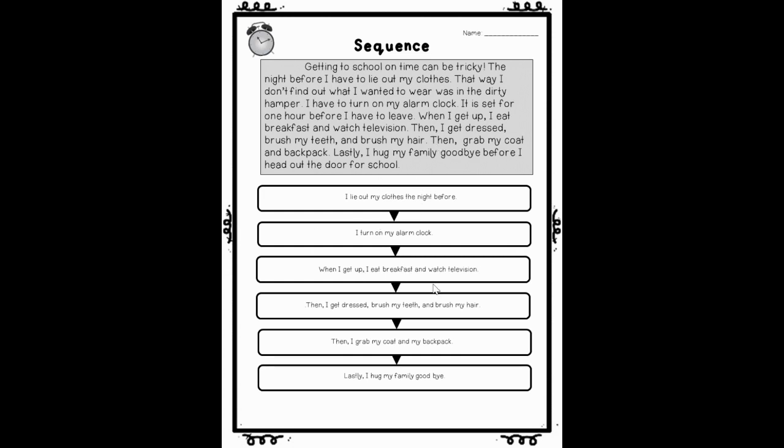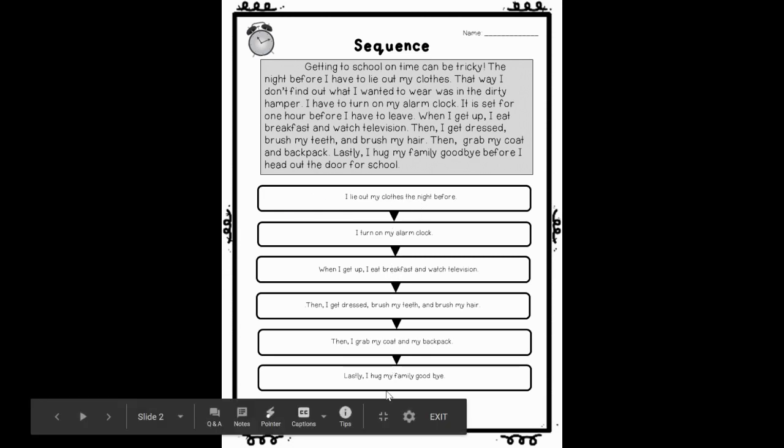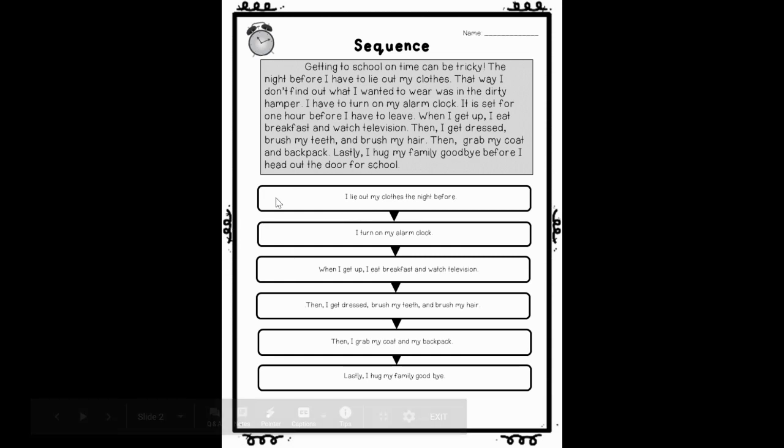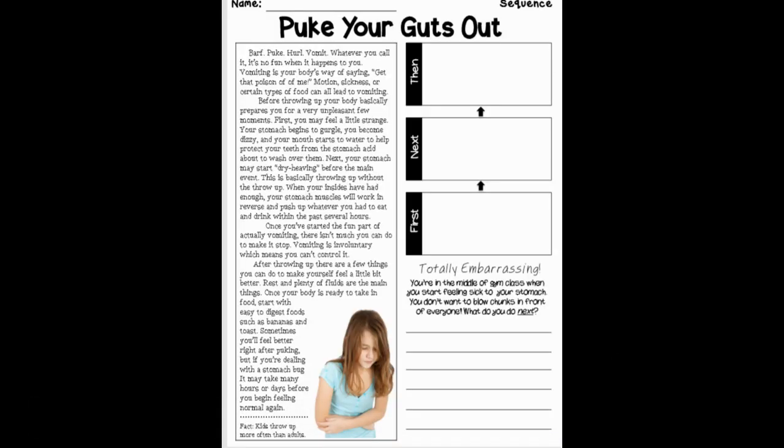When you write your passage today, you might want to create a graphic organizer similar to this. This is a flowchart, or the other graphic organizers that I showed you earlier. So what this person did, they wrote down what they did first, and they wrote it all in sequential order. Then when they go back and write the paragraph, they're going to say, first, I laid out my clothes the night before. Then I turned on my alarm clock. Next, when I got up, I ate breakfast and watched television, and so on.